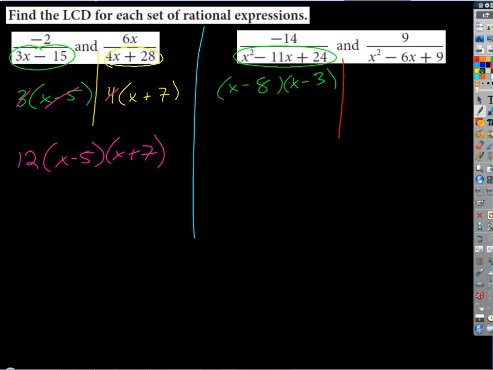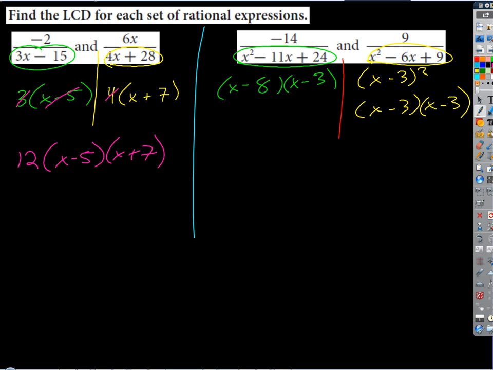Okay, what about over here? 3 and 3. Yeah, 3 and 3, right? Negative 3 and negative 3. So I get x minus 3 squared, or if I want to write it as, just for now, let's write it as x minus 3 times x minus 3, okay? So now let's build the least common denominator from those factors, all right?